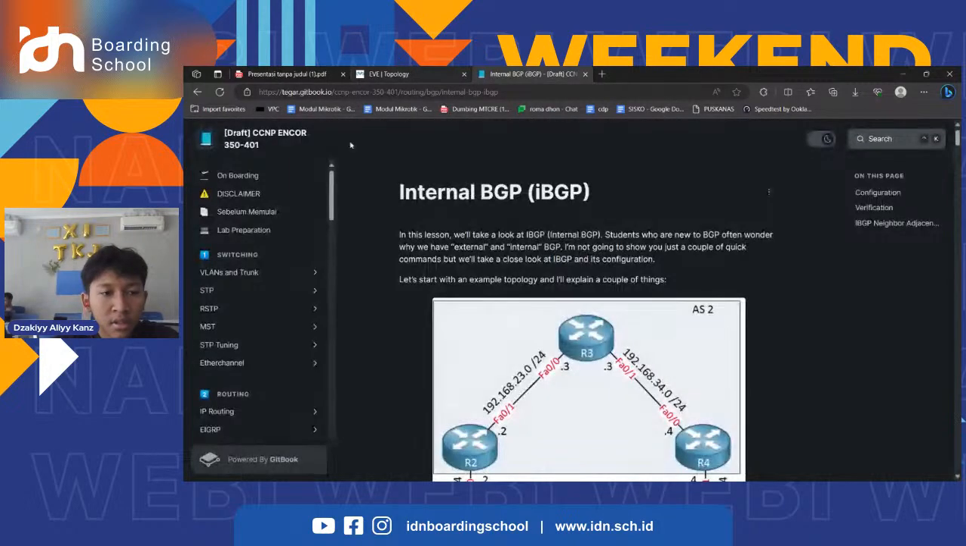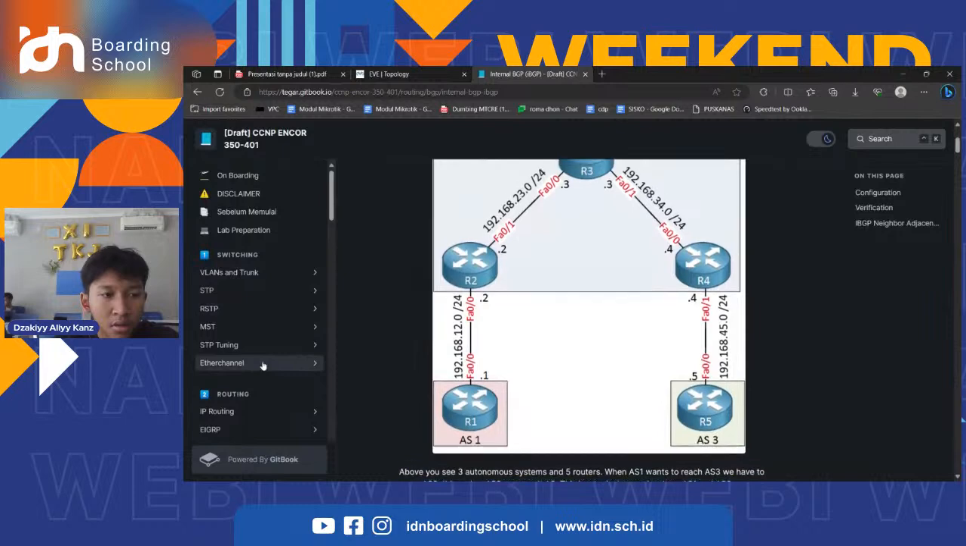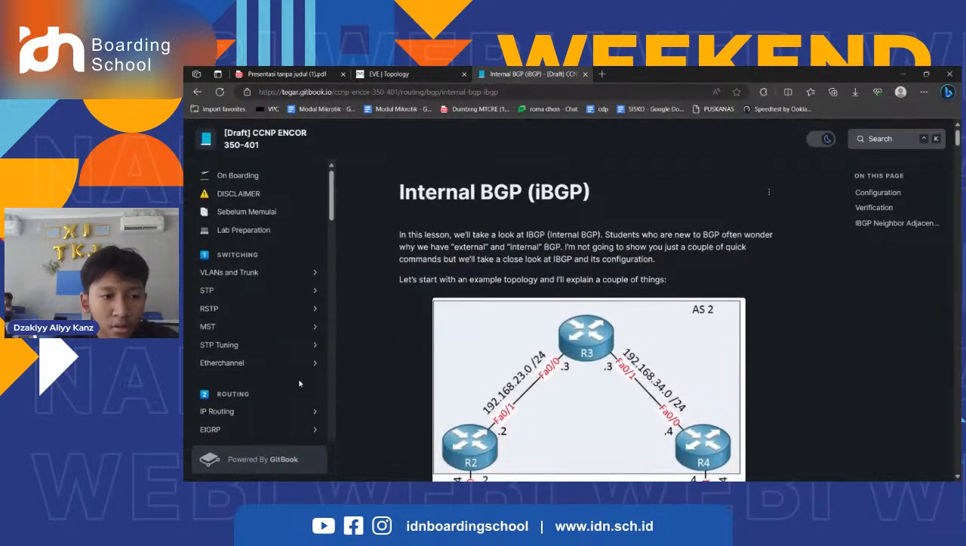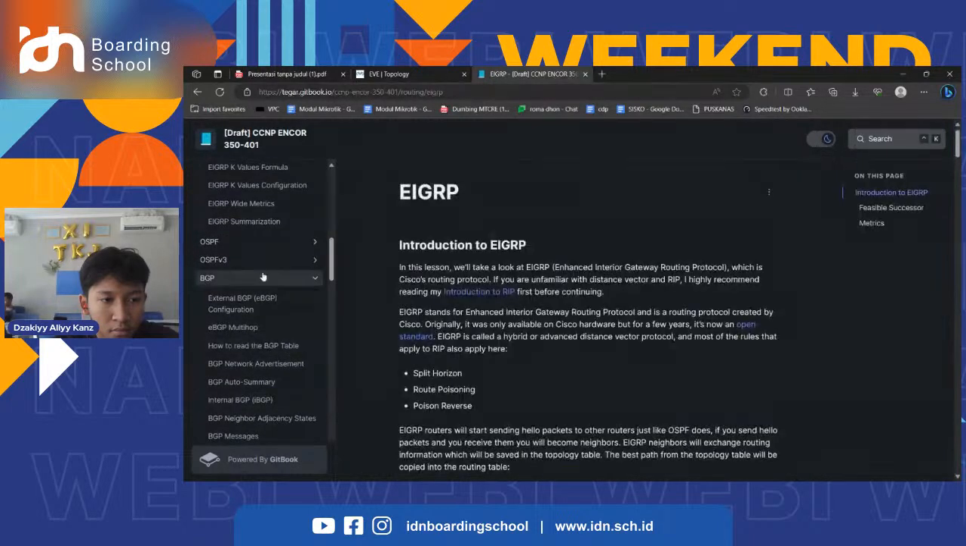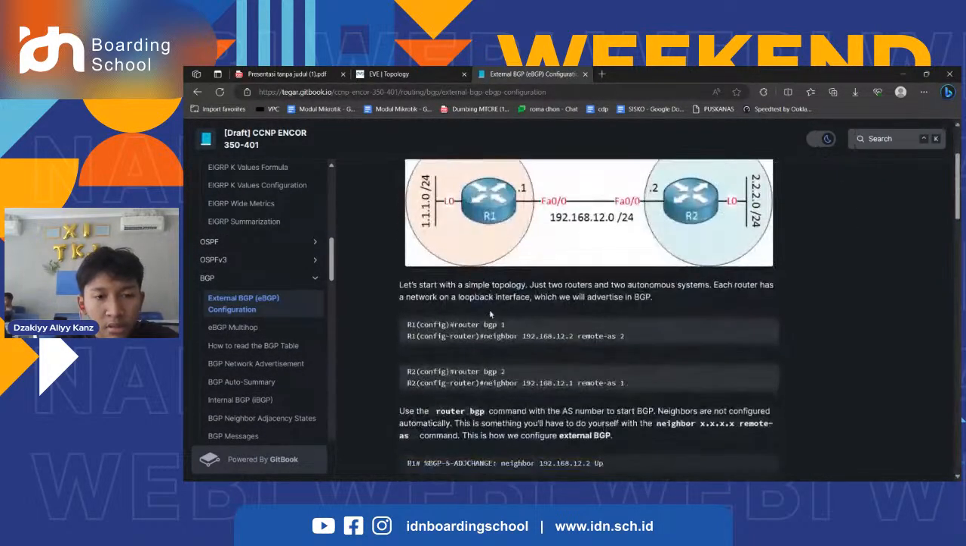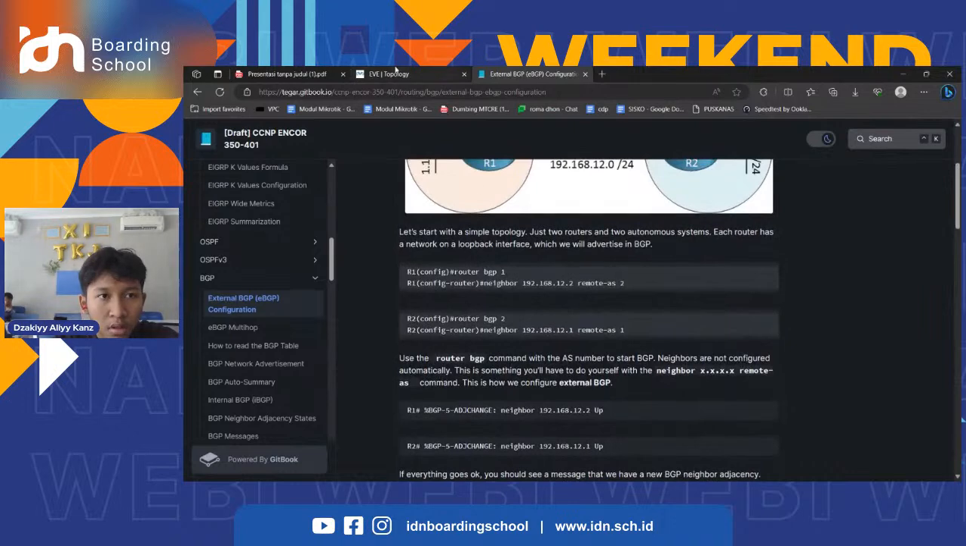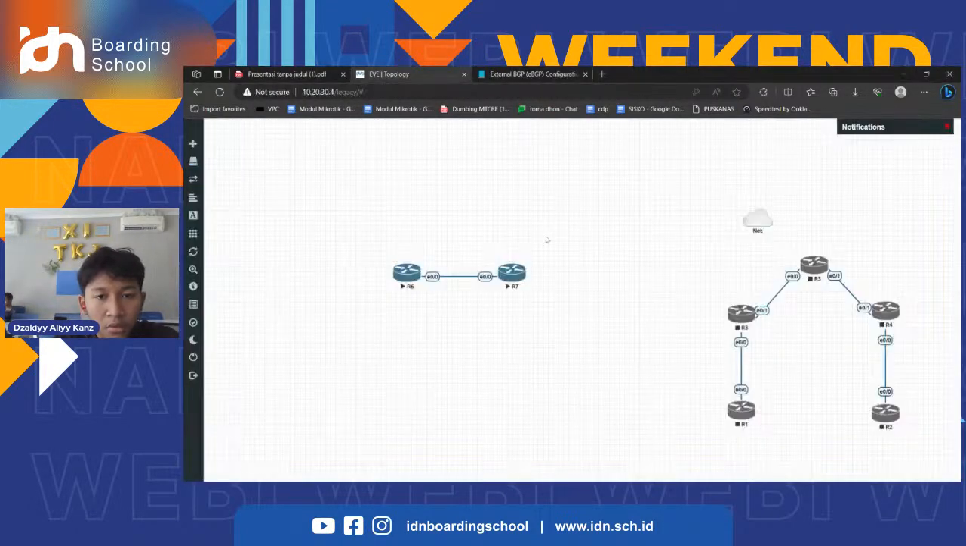We need the external BGP protocol. Okay, here it is. For the first one that we have to configure, we have to start first. What's the AS that we will use? I will use AS1 for router 6, and I will use AS2 for router 7.